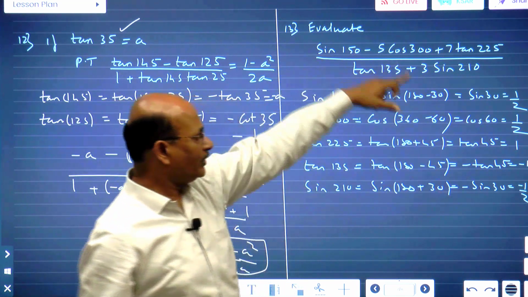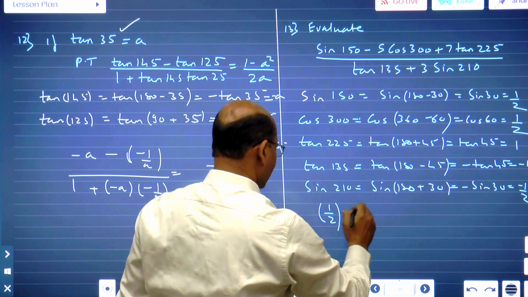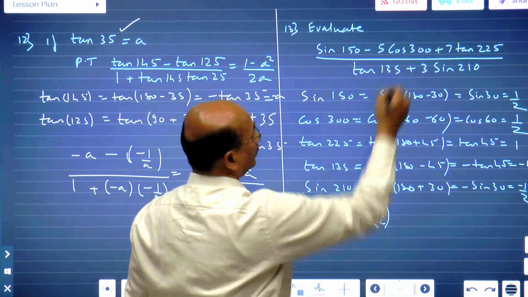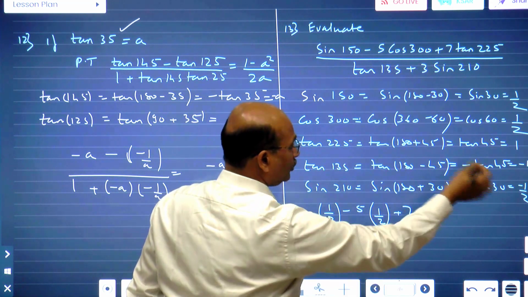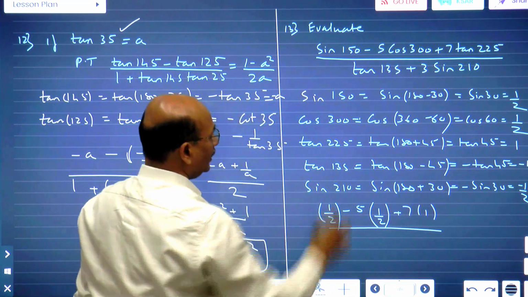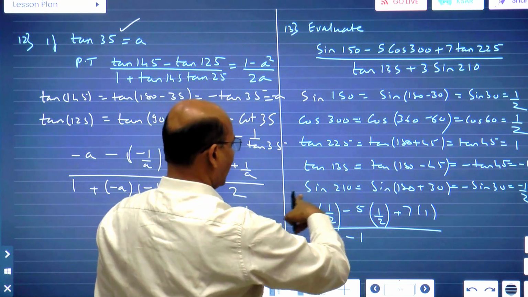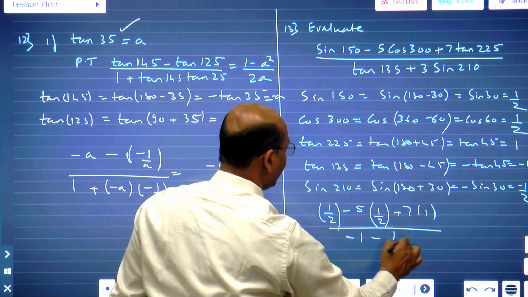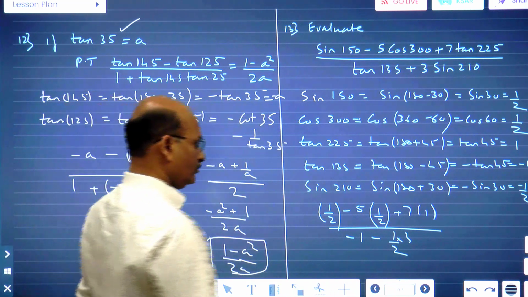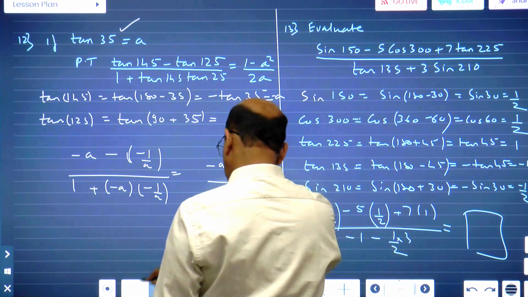Take these values and put in this. So this will be half minus 5 into cos 300 is half plus 7 into tan 225 is 1, upon tan 135 is minus 1, and this is minus 1 by 2 into 3. Solve this out and you will get the answer. Homework.